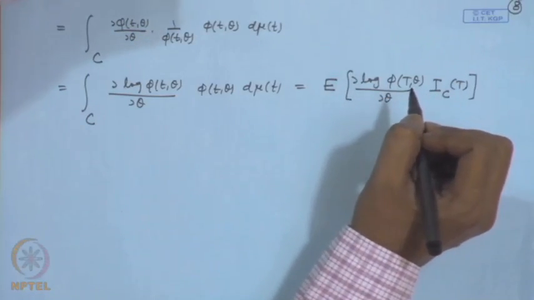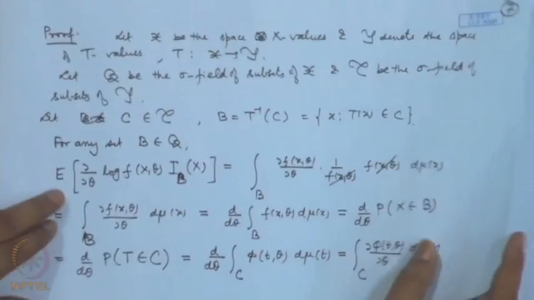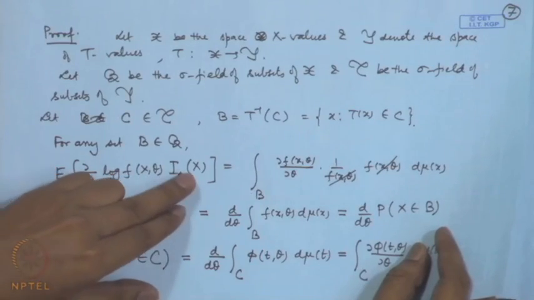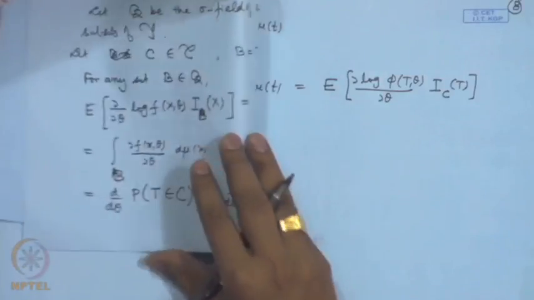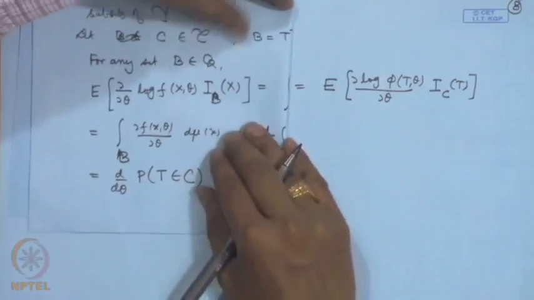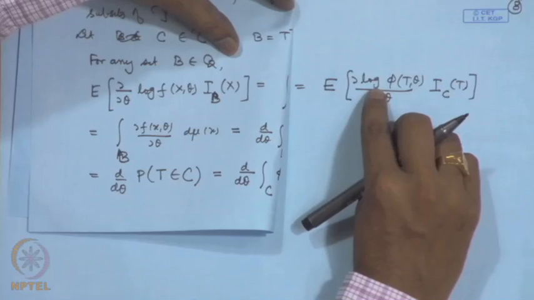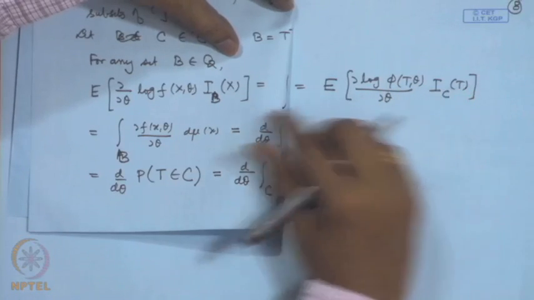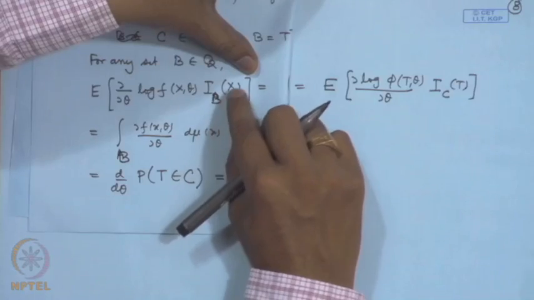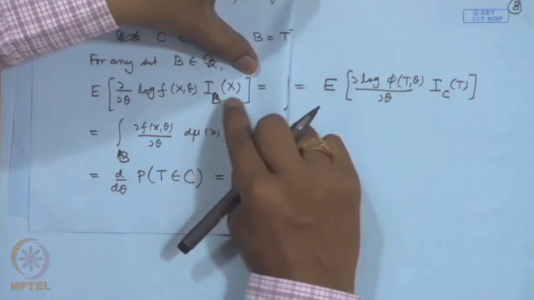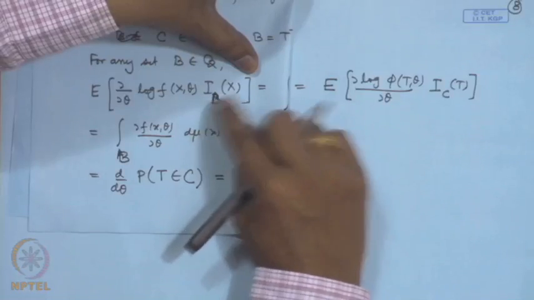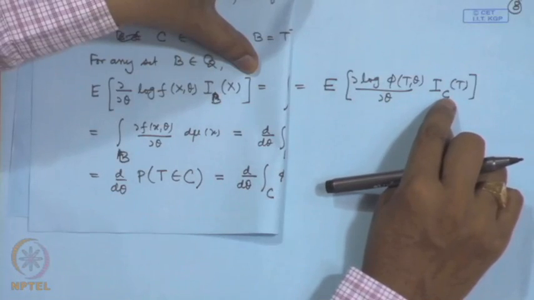Look at the statement that we have proved now. We started with expectation of ∂/∂θ log f(x, θ) I_B(x). We are showing that this term is now equal to expectation of ∂ log φ(t, θ)/∂θ I_C(t). Now, what is the relationship between x and t and B and C? T is a function of x and B is the inverse image of the set C.